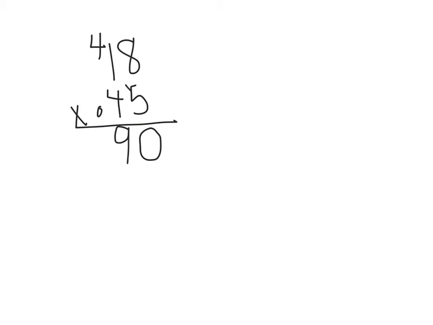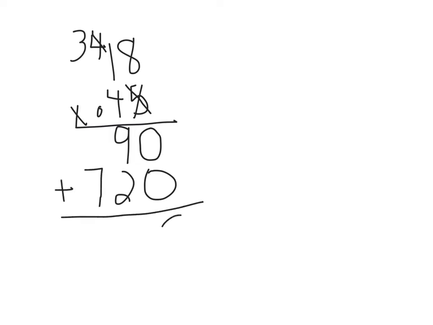Now I'm all done with that 5. I drop my 0 down. 4 times 8, because now we're dealing with the 4. 4 times 8 is 32. I've already used this 4, so 4 times 1 is 4, plus 3. And then we have to add those two together.